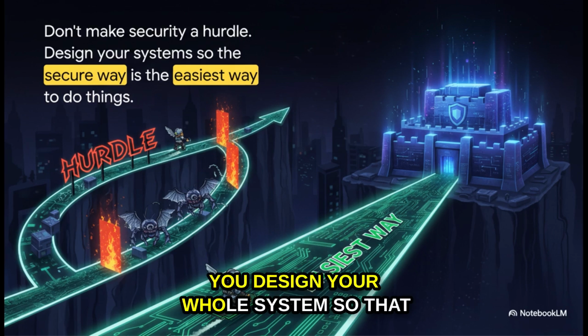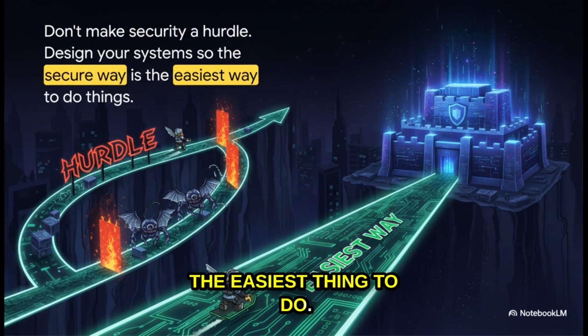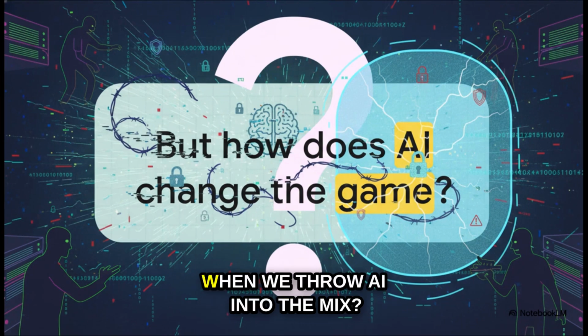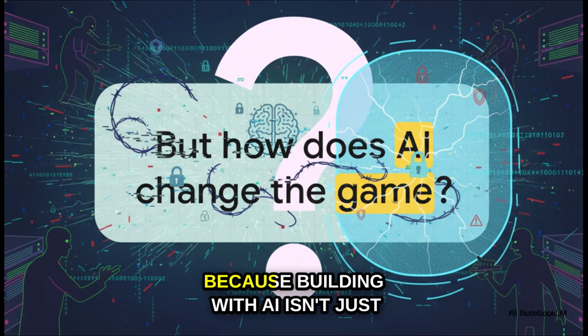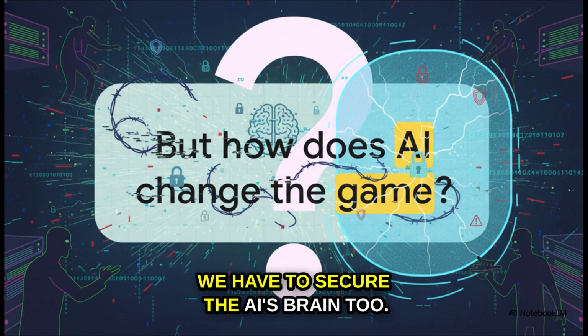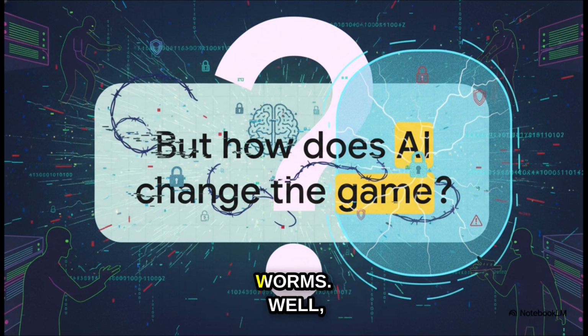You design your whole system so that doing the secure thing is actually the easiest thing to do. It's the default path. Okay, but what happens when we throw AI into the mix? How does that change the game? Because building with AI isn't just about securing our servers anymore. We have to secure the AI's brain, too. And that opens up a whole new can of worms.